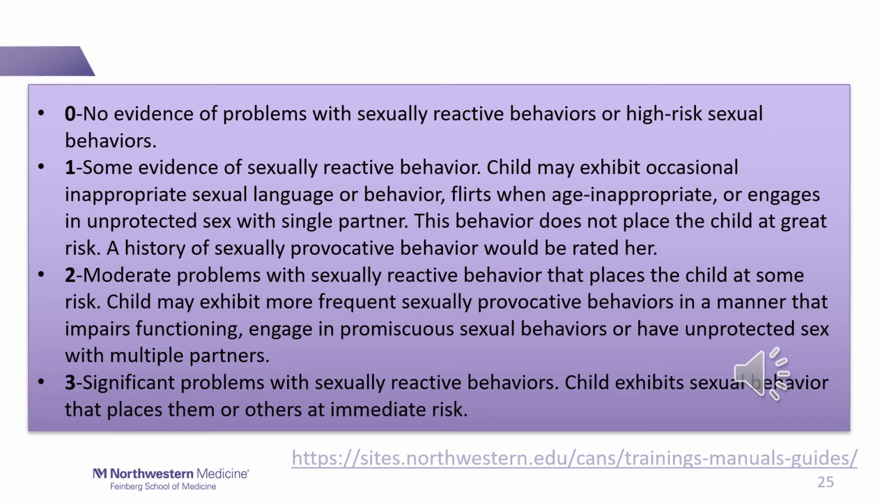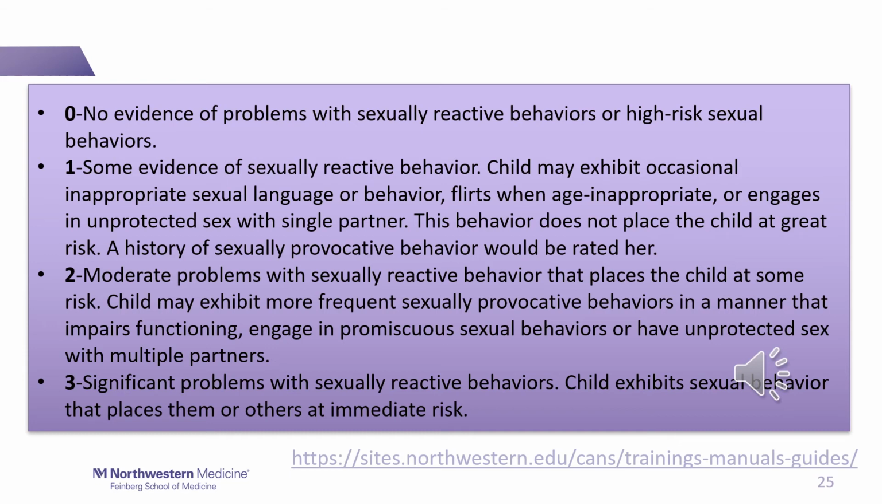1: Some evidence of sexually reactive behaviors. Child may exhibit occasionally inappropriate sexual language or behavior, flirts when age inappropriate, or engages in unprotected sex with single partners. This behavior does not place the child at great risk. A history of sexually reactive behaviors would be rated here.